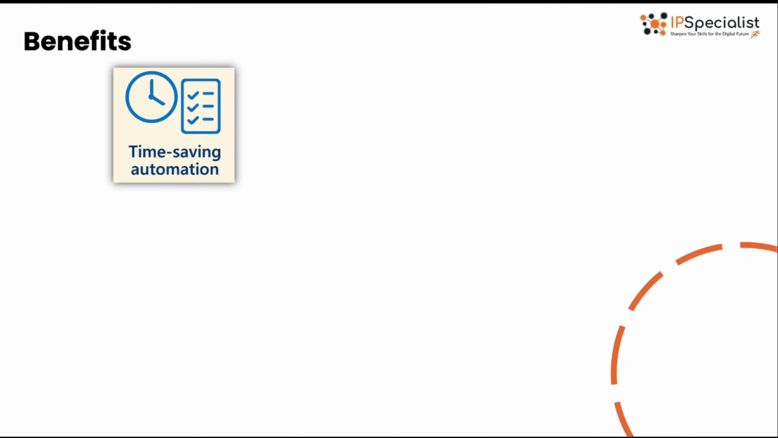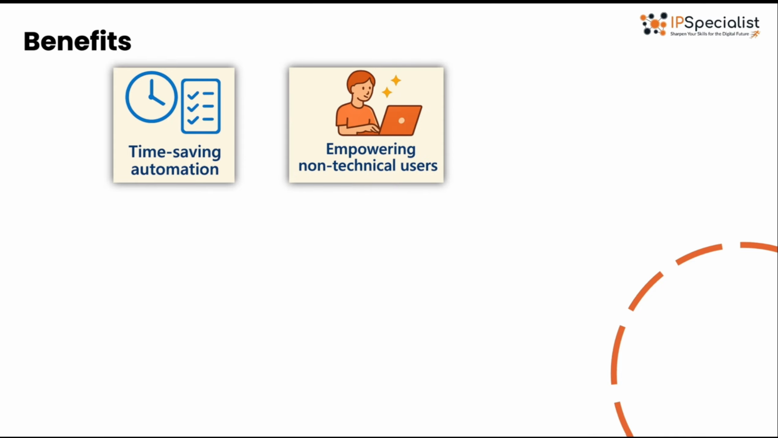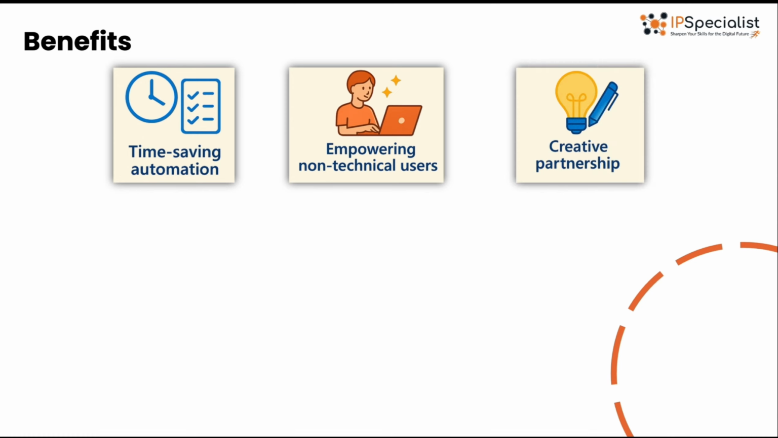Copilot saves time by automating routine tasks, from writing and summarizing to data analysis and meeting notes. It also empowers non technical users to perform complex actions, like building formulas in Excel or designing slides without deep expertise. And most importantly, it acts as a creative partner, helping you explore new ideas, rephrase content, and visualize data in fresh ways.